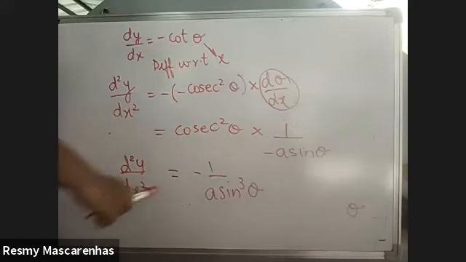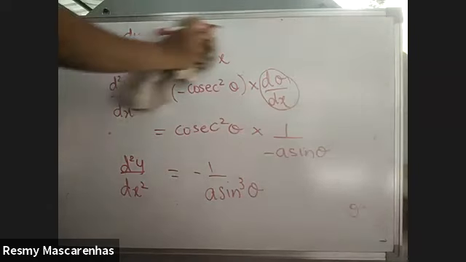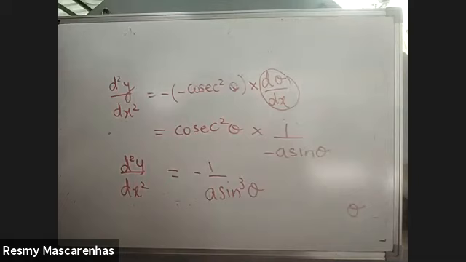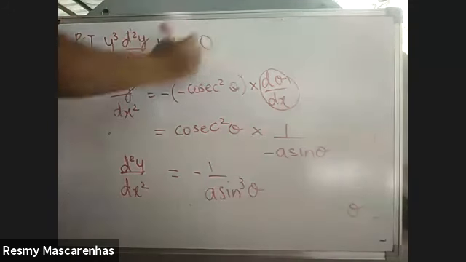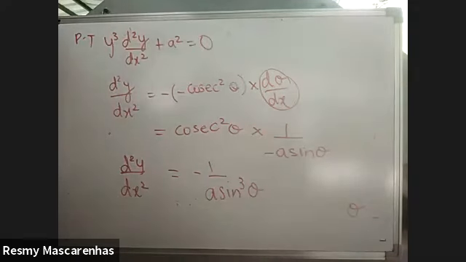So this is called higher order parametric derivative to find d square y upon dx square. And now there's been something extra which has been asked to prove. So prove that y cube d square y upon dx square plus a square is equal to 0. You have to prove.